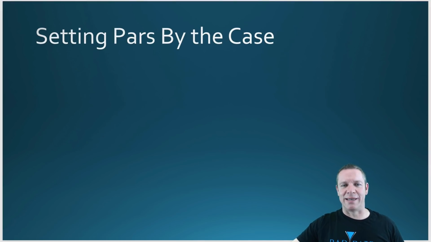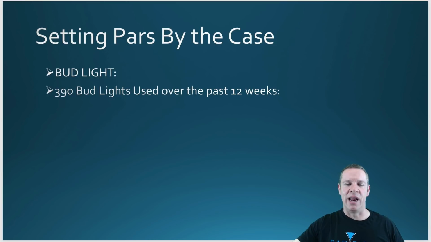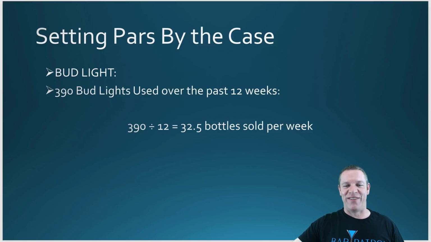Now I want to give you a quick example of setting pars by the case. I'm sure you can figure it out, but let's go over an example really quick. Let's say that we have Bud Light. We look at our historical numbers and see that we sold 390 Bud Lights over the past 12 weeks. Well, if we divide that, we get 32.5 bottles of Bud Light sold per week. All right, 32.5 times 2, 65 bottles. That's your par for Bud Light.